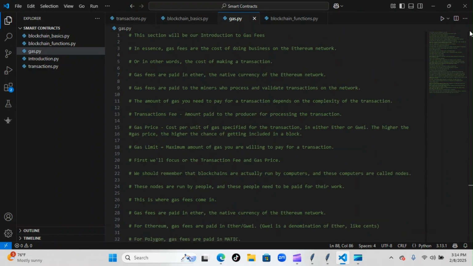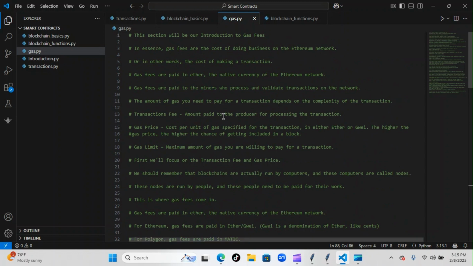If you want to do your own research on it, we can. But I'm not going to do all of this reading right here. I will read the introduction to you. So this section will be our introduction to gas fees. In essence, gas fees are the cost of doing business on the Ethereum network, or in other words, the cost of making a transaction. Now, gas fees are paid in Ether, the native currency of the Ethereum network. The gas fees are paid to the miners who process and validate transactions on the network. The amount of gas you need to pay for a transaction depends on the complexity of the transaction.